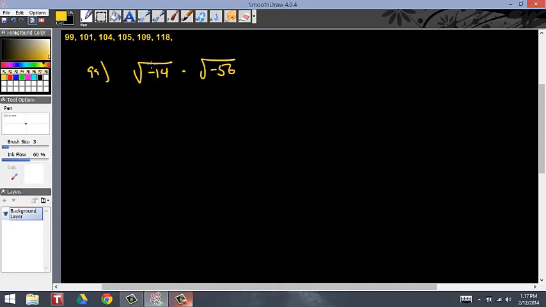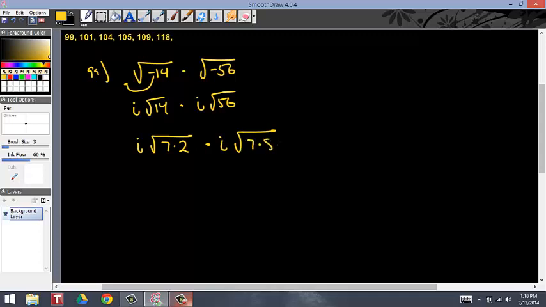So what we can do is we can see rad negative 14 as i rad 14, right? Because the negative is going to jump out and become an i, yes? Times i rad 56. All right? So now I'm going to do something, hopefully it doesn't confuse anybody. I'm going to go i rad, this is 7 times 2, 14. And then I'm going to do times i rad 7 times 8. Everyone okay with that so far?